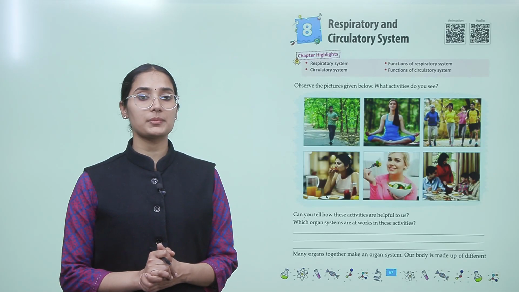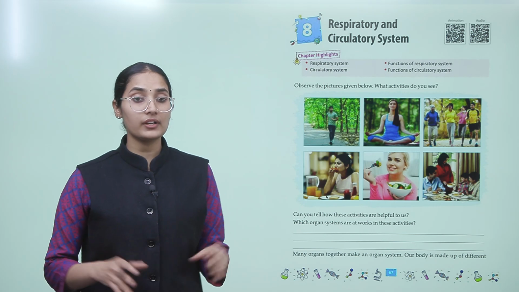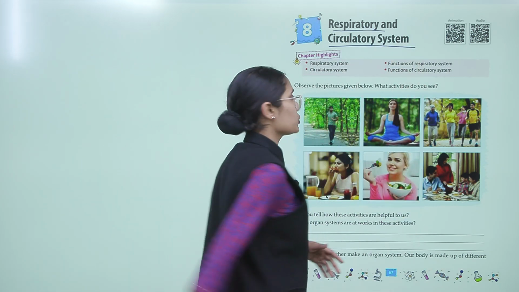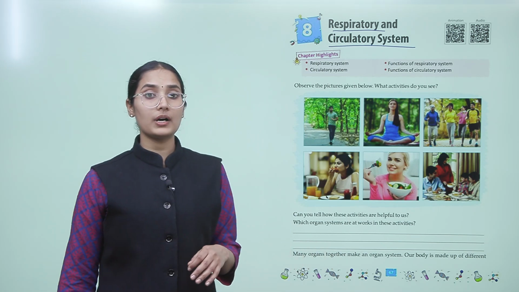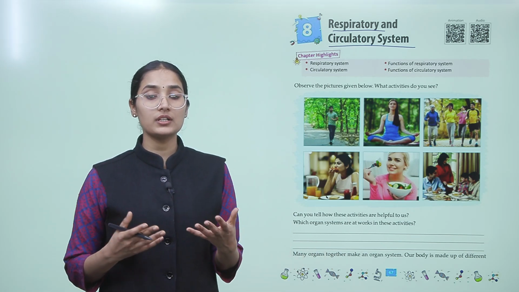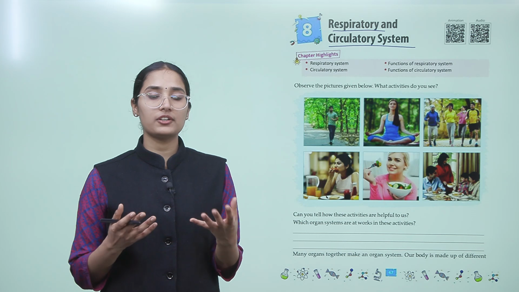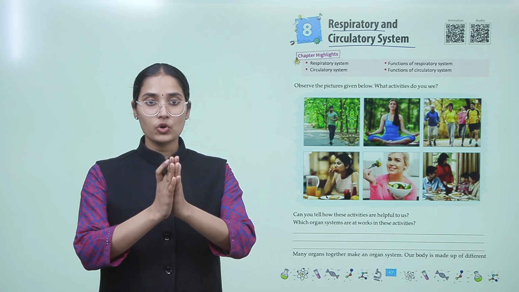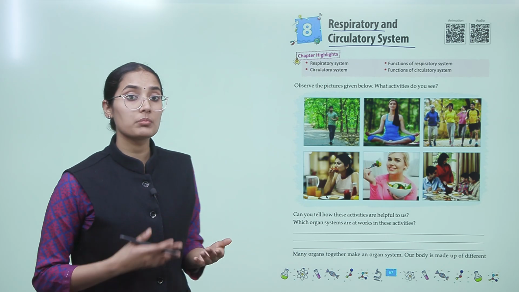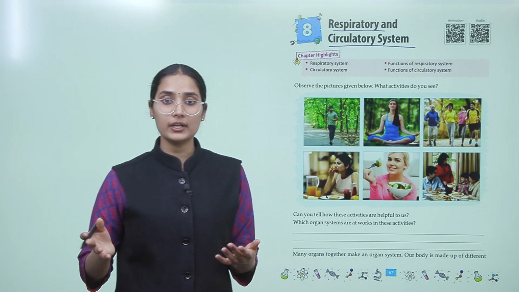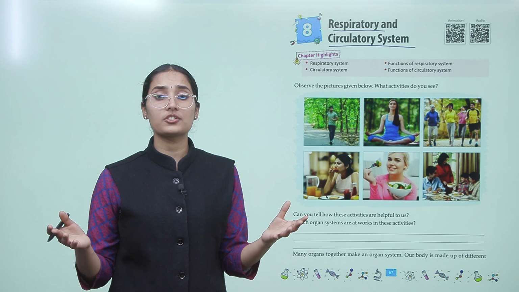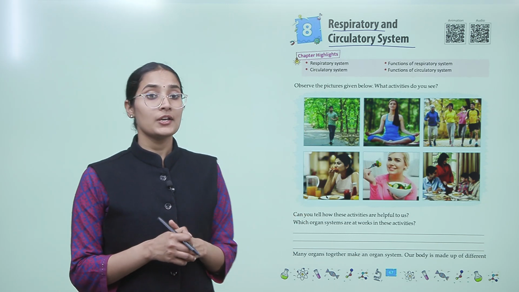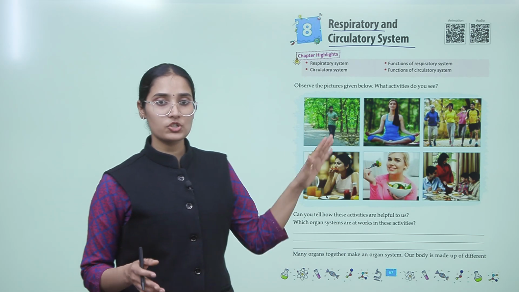So today in this chapter we will learn about the respiratory and circulatory systems. Students, we will learn how we respire, what the functions of the respiratory system are, and what the different organs involved in our respiration are. Then how our blood circulates in our whole body, what the functions of the circulatory system are, and what the different organs involved in this circulatory process are. So let's get started.